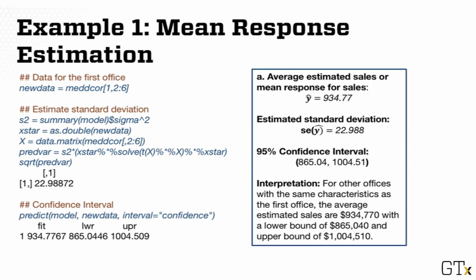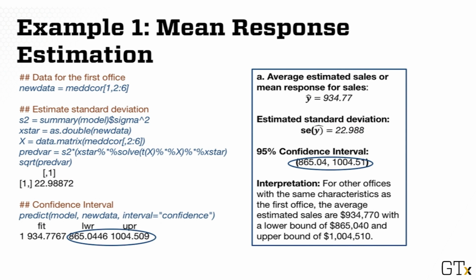Going back to the questions, if we want the average estimated sales or the estimated mean response for sales, this will be the value 934. I'll remind you here that the units of the sales is in thousands, so we have to multiply this with 1,000. In order to get the estimated standard deviation, we can get this value from here. And in order to get the confidence intervals, we can get the lower and upper bound from the predict R command. How do we interpret these values?